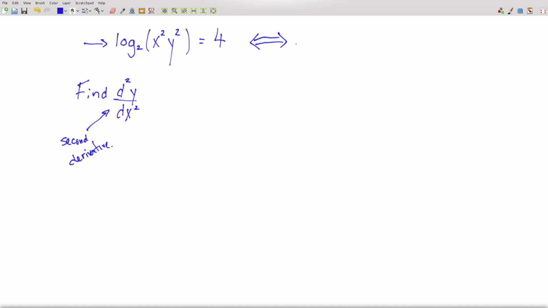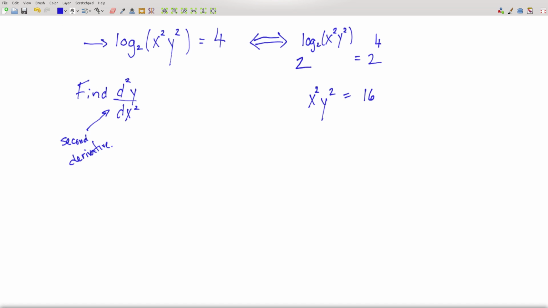So let's see here. Since this is a log base 2, I'm going to take 2 and raise 2 to both sides of this equation. So 2 raised to the log base 2 of x squared y squared has to be the same as 2 raised to the right hand side, 2 to the 4. Now 2 raised to the log base 2 of x squared y squared is just x squared y squared, so that's nice. And 2 to the 4 is 16, right? 2 times 2 is 4 times 2 is 8 times 2 is 16.